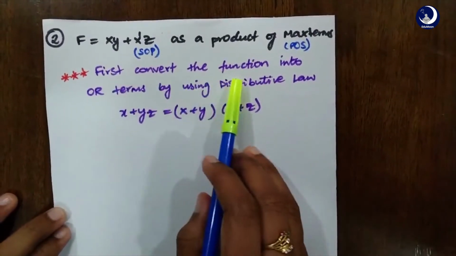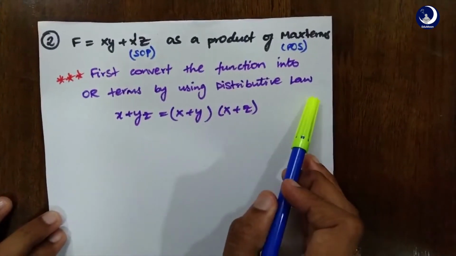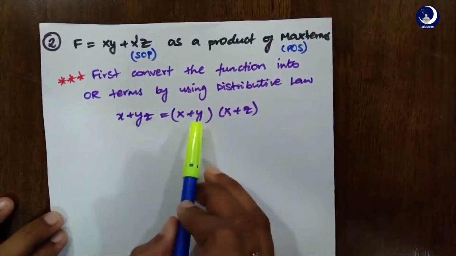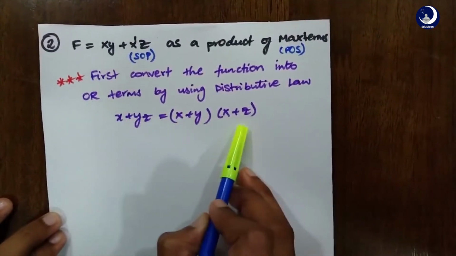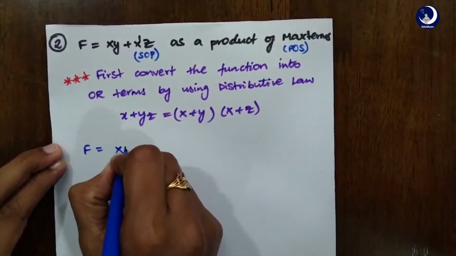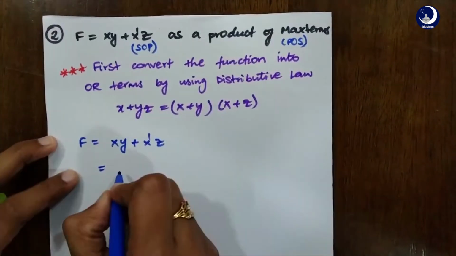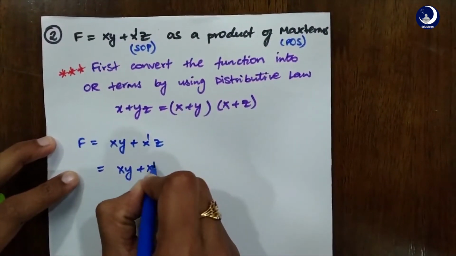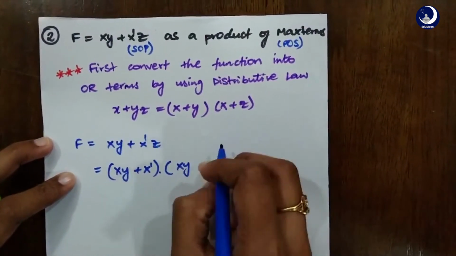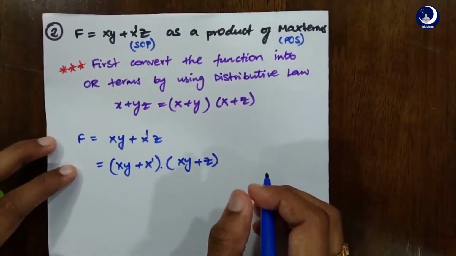First, we need to convert the function into OR terms by using the distributive law. Distributive law says that x plus yz can be written in the form of (x plus y) into (x plus z). Similarly, we are writing the question f equals xy plus x bar z. Now, how can this be written using the distributive law? (xy plus x bar) into (xy plus z). I hope you are clear till now.